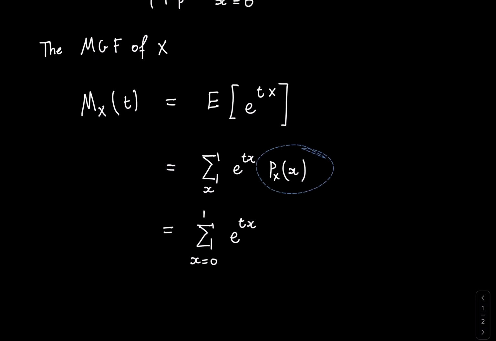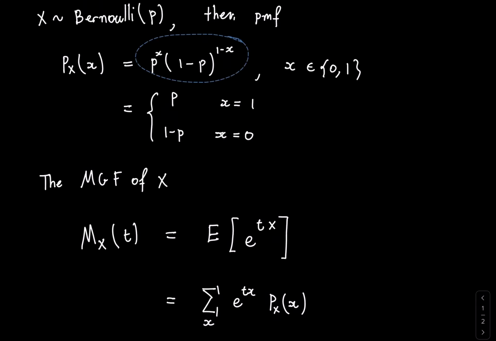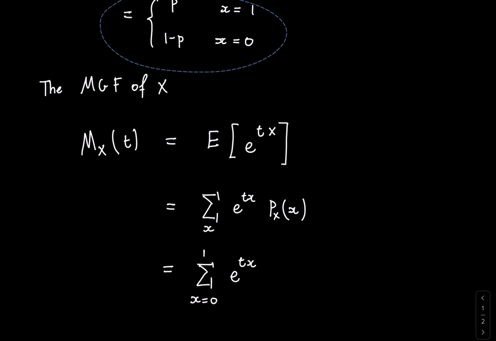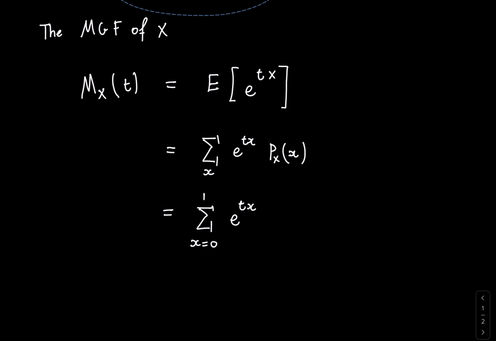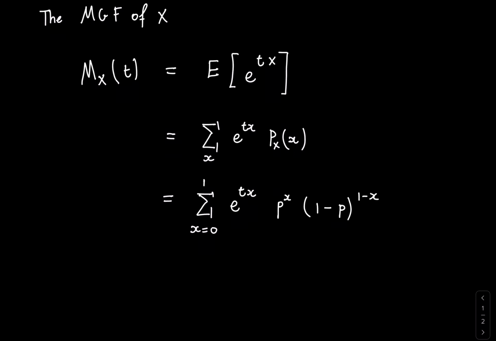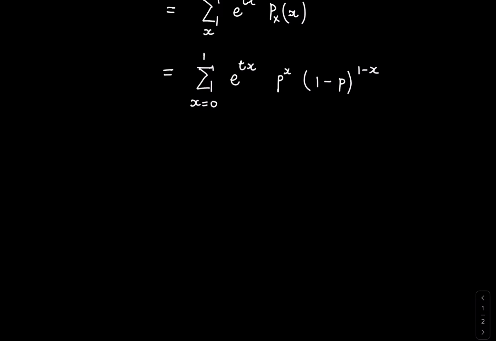And then for the expression p_X of x, we're going to use this expression up the top, because I think that is easier to substitute than, for example, this piecewise function. So instead we're going to write p to the x, 1 minus p to the 1 minus x, which is why I had that expression there in the first place. And now simply we can substitute in our two values, x equals 0 and x equals 1.